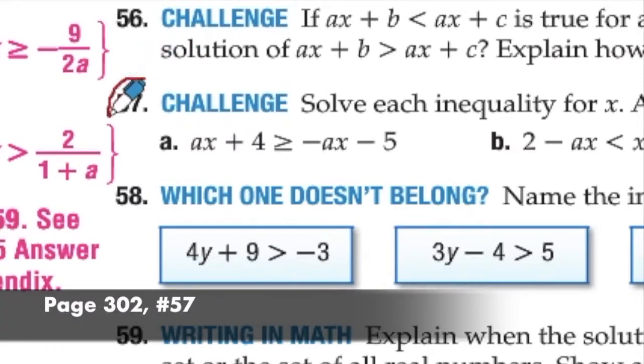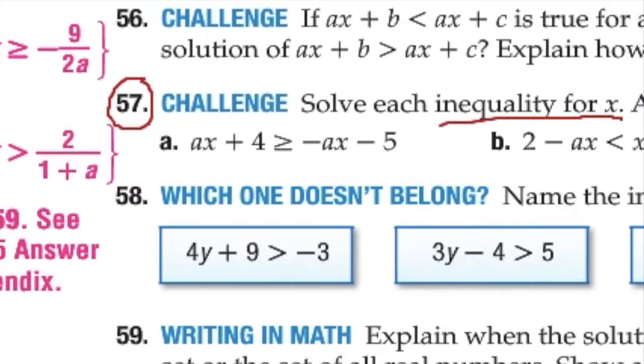For 57, I'd like for you to try to solve each inequality for x. And if you want to pause the video and try those on your own, you can do that. If you'd like to work along with me, that's fine too.